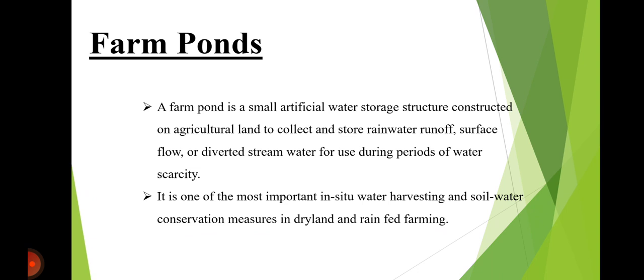More specifically, a farm pond is designed to intercept excess rainfall and runoff from a catchment area and store it for later use, thereby improving the water availability, increasing cropping intensity, reducing dependence on seasonal rainfall, and promoting sustainable agricultural production. And it is generally small in size when compared with reservoirs and dams, and it is constructed on individual farms or community lands.